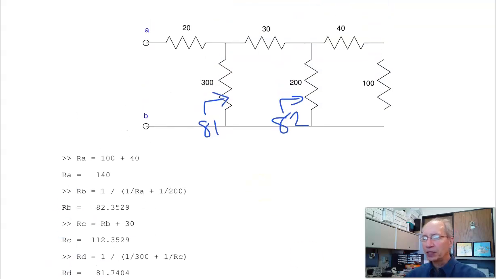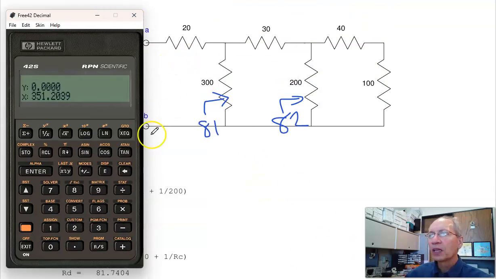Again, with an HP calculator, I can do that. I've got 100 in series with 40 is 140. I can do that in my head. In parallel with 200, take the inverse, 200, inverse, add, inverse, 82 ohms. In series with 30, 112. In parallel with 300, inverse, 300, inverse, add, inverse, 81 ohms. In series with 20, 101 ohms.